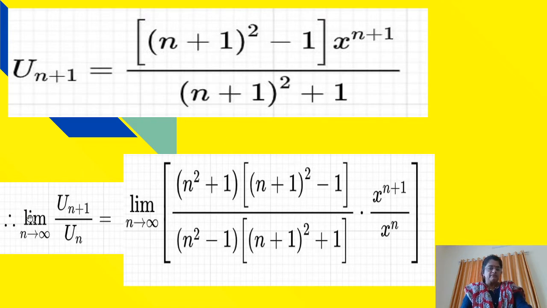Now we will find limit n tends to infinity un plus 1 upon un by putting both the values of un and un plus 1, which we have calculated just before, and therefore that is equal to limit n tends to infinity n square plus 1 into n plus 1 bracket square minus 1 into x raised to n plus 1 divided by n square minus 1 into n plus 1 bracket square plus 1 into x raised to n.